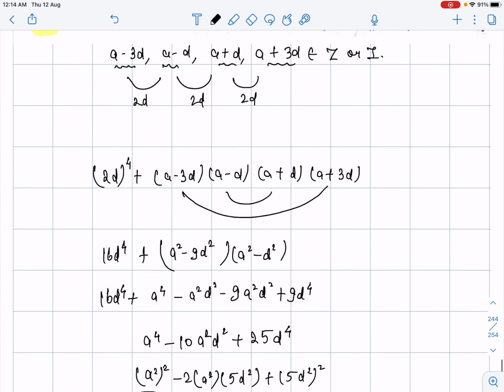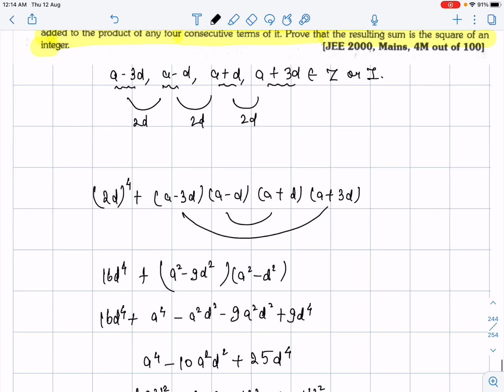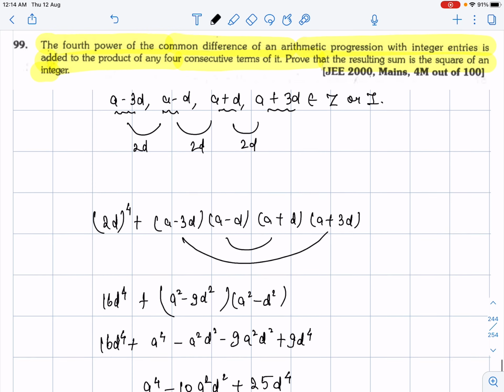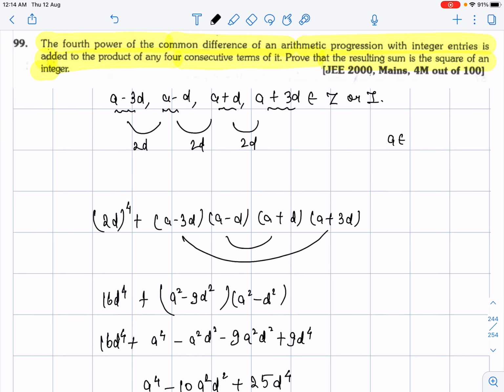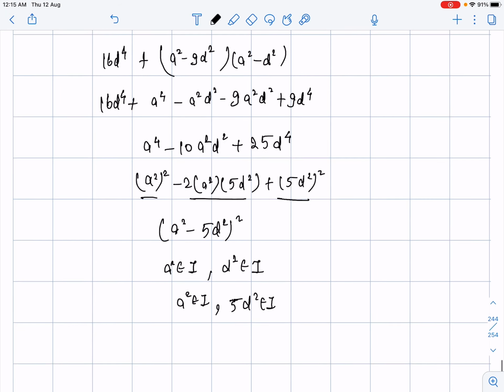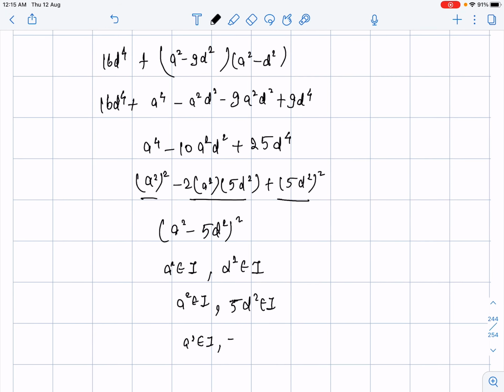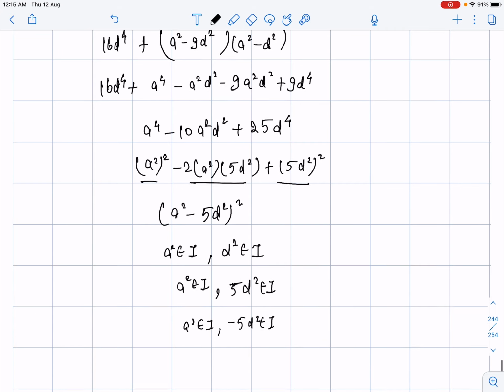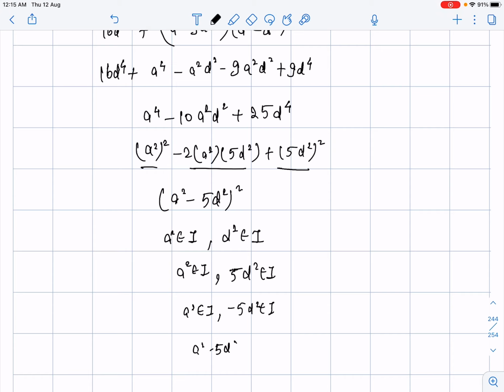As we already know that a plus d, a minus d, a plus 3d, a minus 3d are all integers, and due to the closure property of integers we do know that if a belongs to integers and d belongs to integers, then all these numbers will be integers. And if a and d belong to integers, a square would belong to integers, even d square would belong to integers. That means a square belongs to integers and 5d square also belongs to integers, and minus 5d square also belongs to integers. That means a square minus 5d square also belongs to integers.